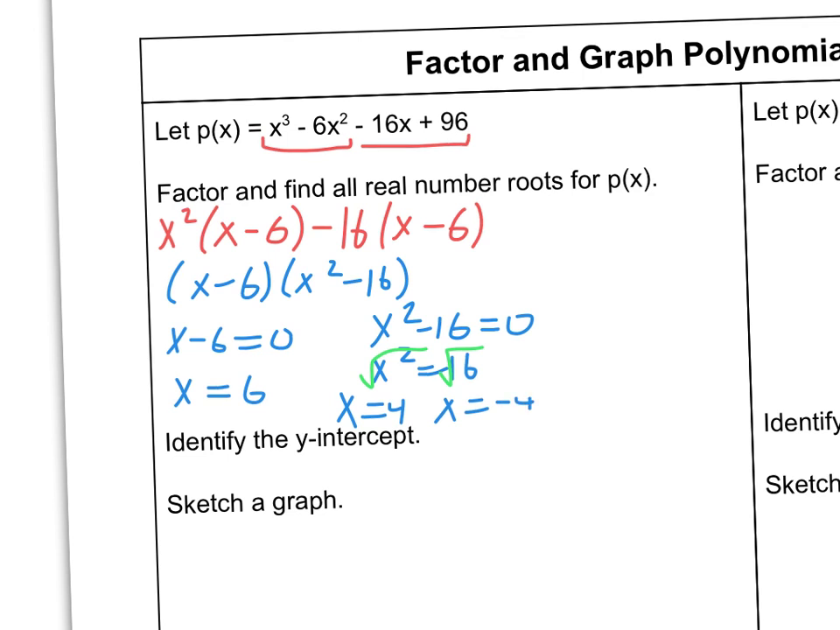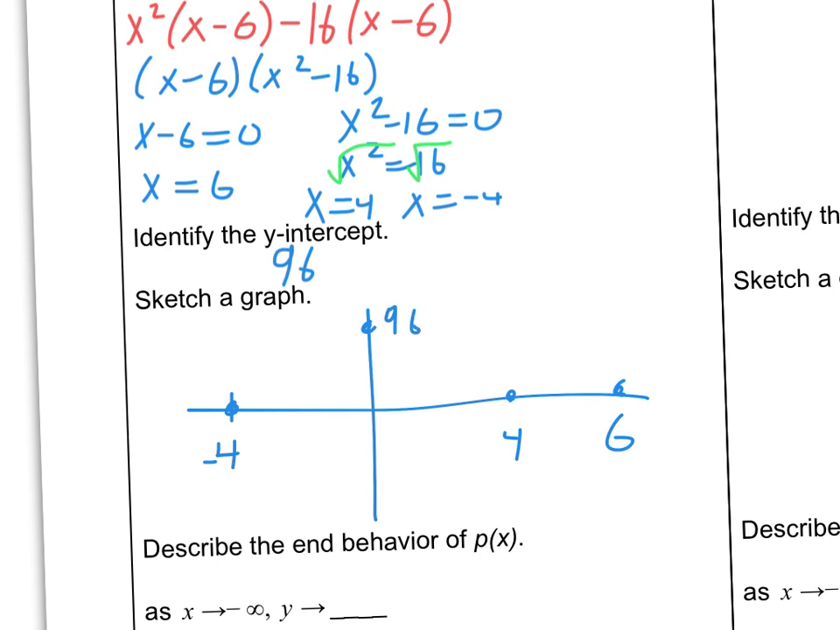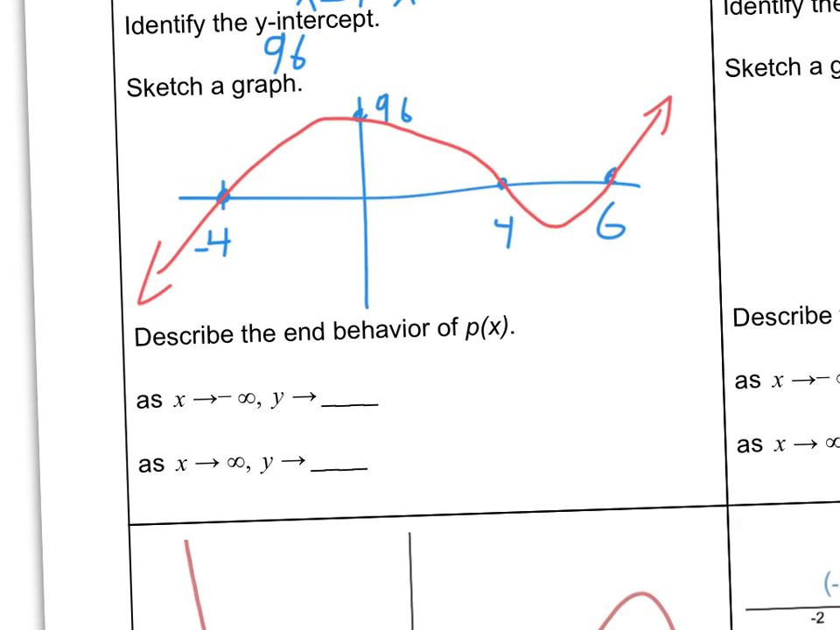All right, the last piece of the pre-information is identifying the Y-intercept. The Y-intercept is 96. When we're going to sketch a graph of this, we're going to have values at negative 4, positive 4, positive 6, and positive 96. This is a positive leading coefficient graph, which means that we're going to go up at the end, pass through our other points nice and smooth, and go down on the left.